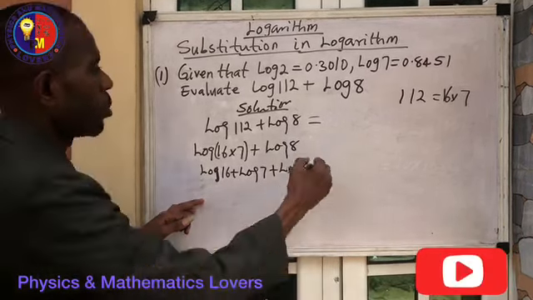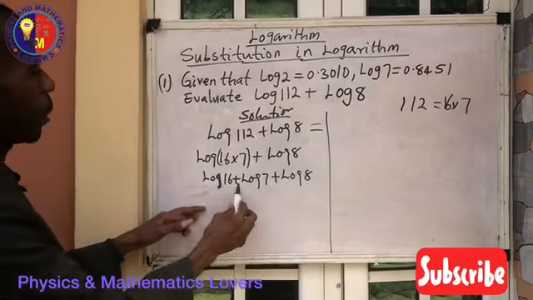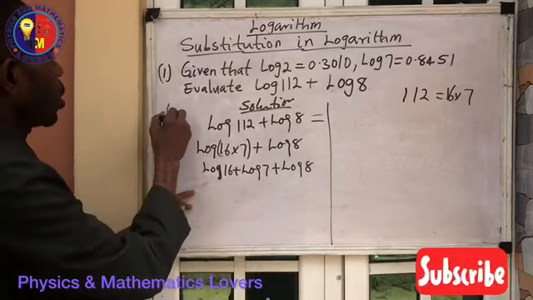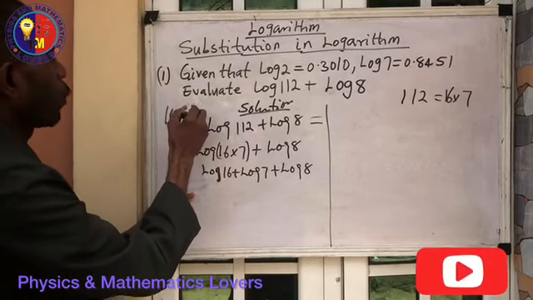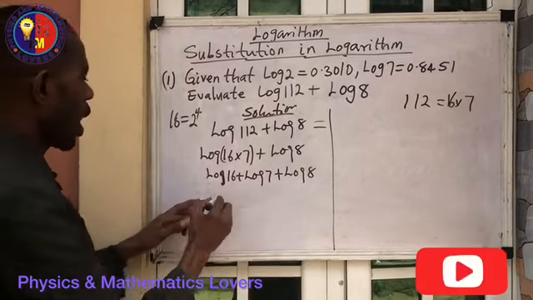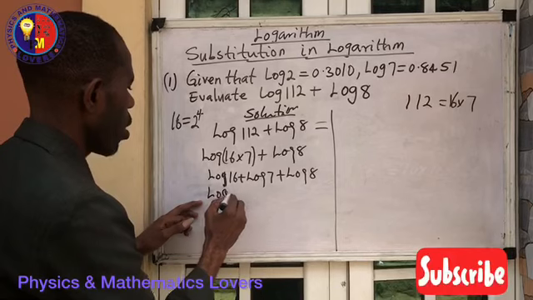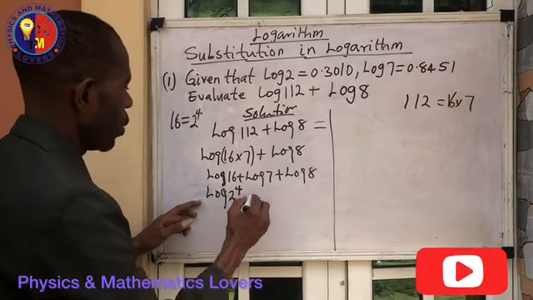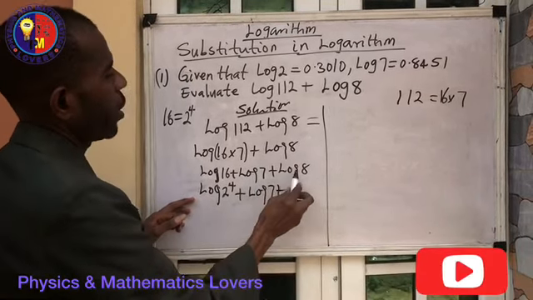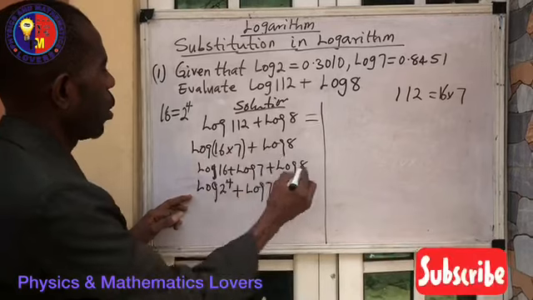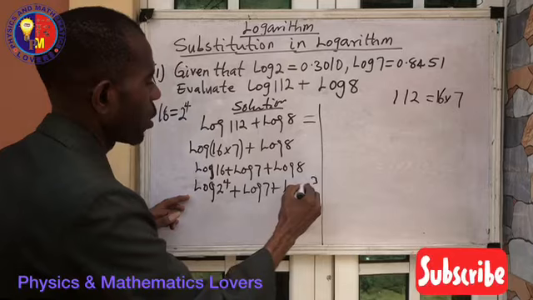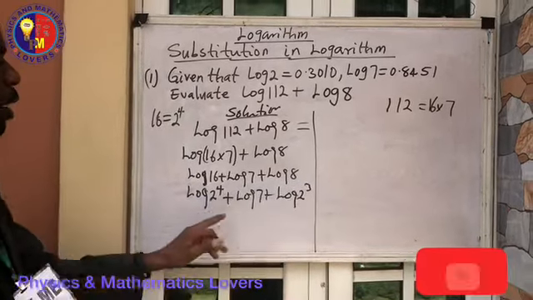Now you can see at the end of the day, we are having log 16 and log 8. This 16 can also be broken further into what? Remember that 16 is equal to 2 raised to power what? 4. Which means 2 times 2 times 2 times 2 will give us 16. So I am going to write log 2 raised to power 4 plus log 7. Also break log 8 into powers of 2. In our log 8, we are going to have log 2 raised to power 3. So you can see all of them have been broken down.